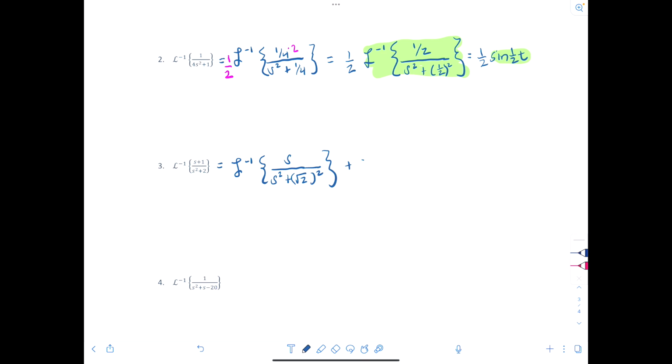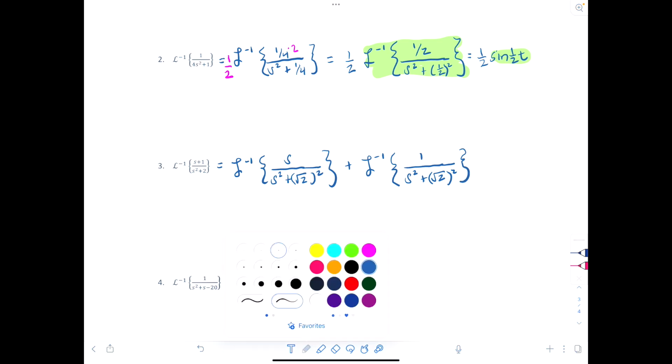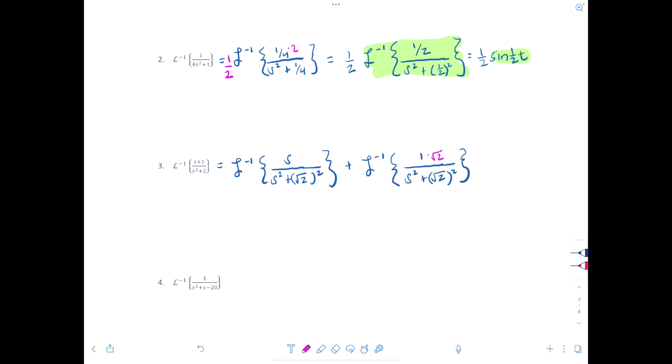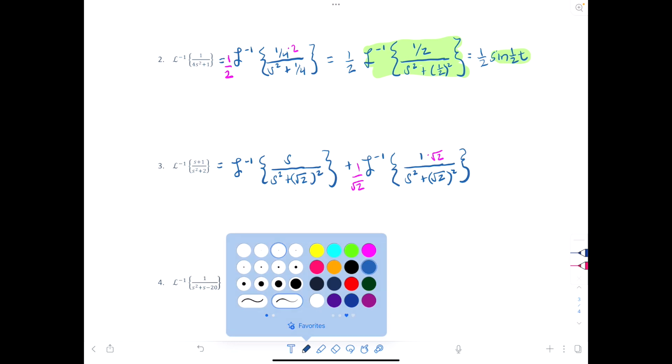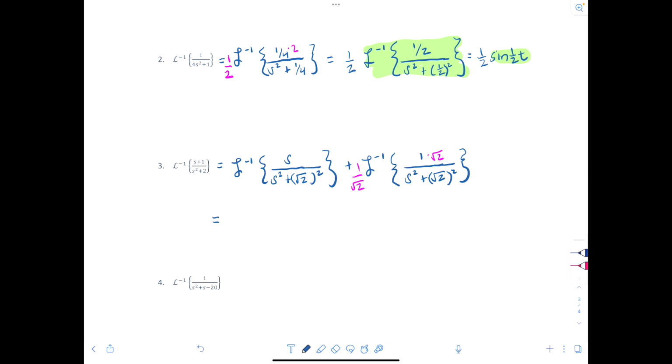plus the inverse Laplace transform of 1 over s squared plus root 2 squared. Now that is almost set up to be that sine output. So what I'll need to do is times it by root 2, which means I have to divide by root 2 as well. So now let's see what shakes out. This is going to be cosine at root 2t plus 1 over root 2 times sine at root 2t.